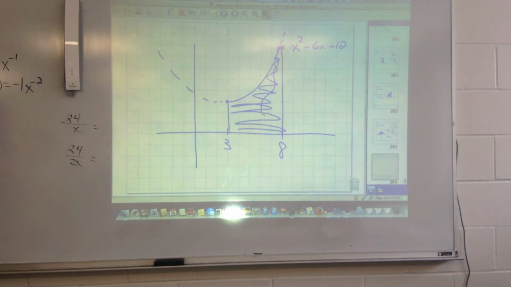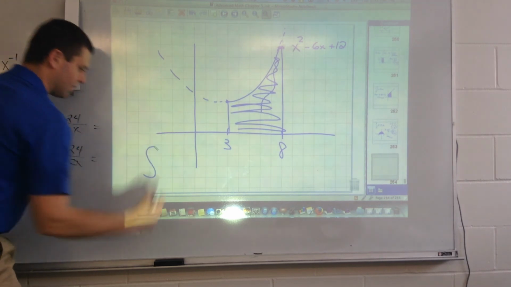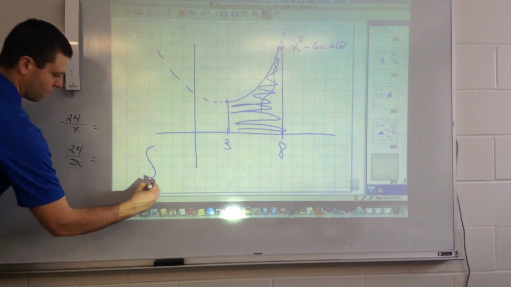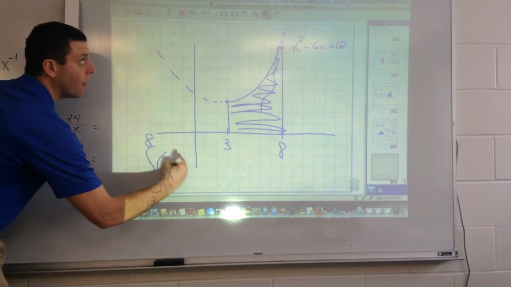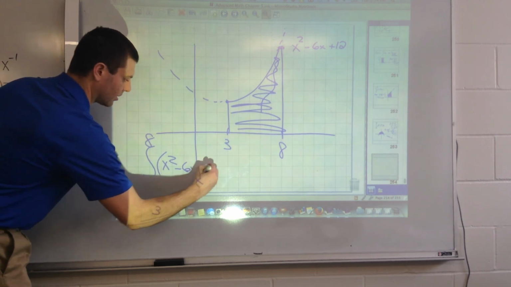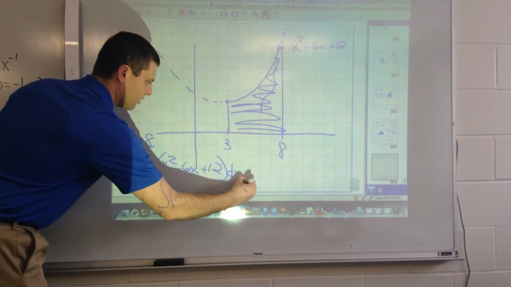You went outside, but I gave you the picture and asked you to write the definite integral that represents that. Oh, just going the exact opposite. Yeah. Integral, yes, not S. The integral from 3 to 8 of x squared minus 6x plus 12 dx.